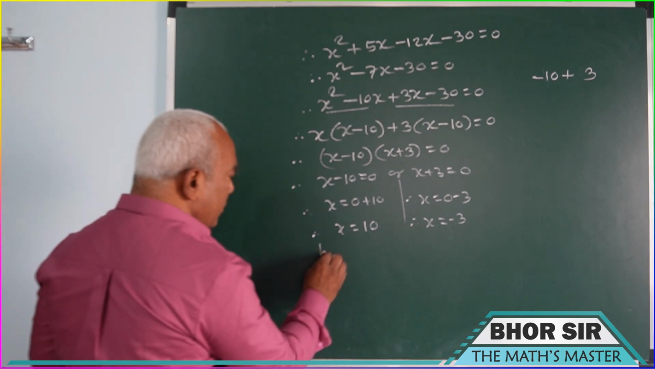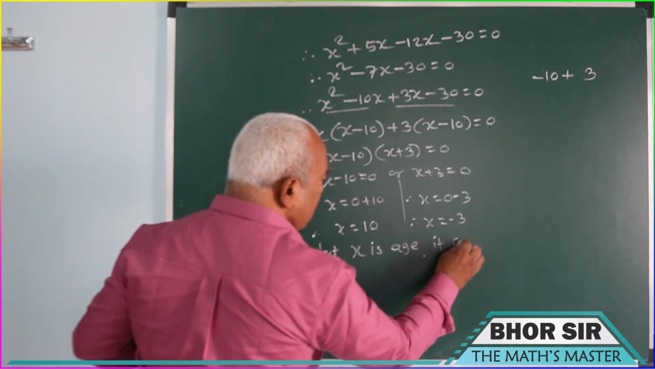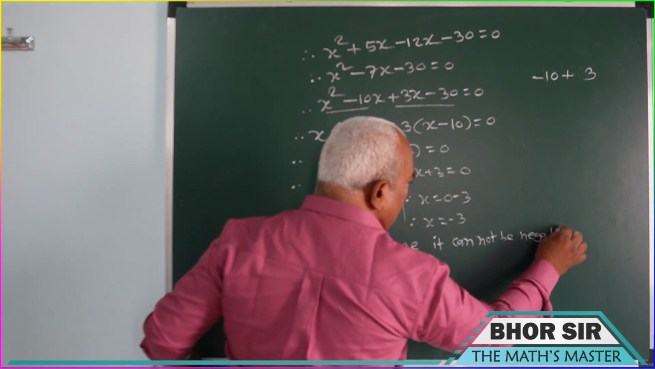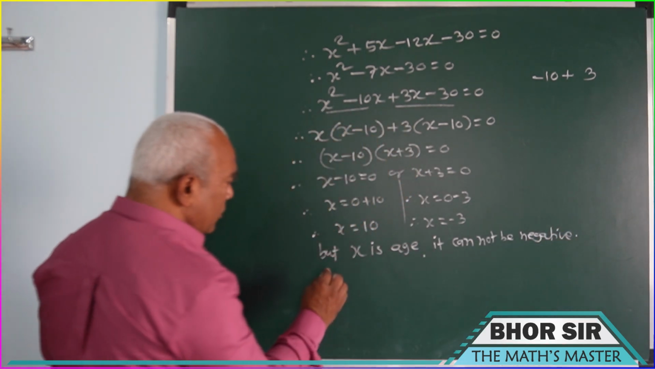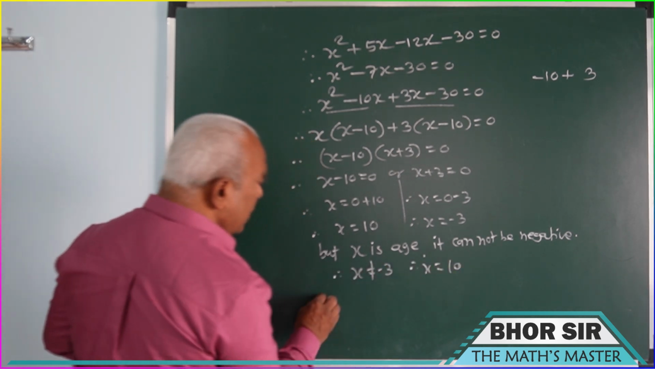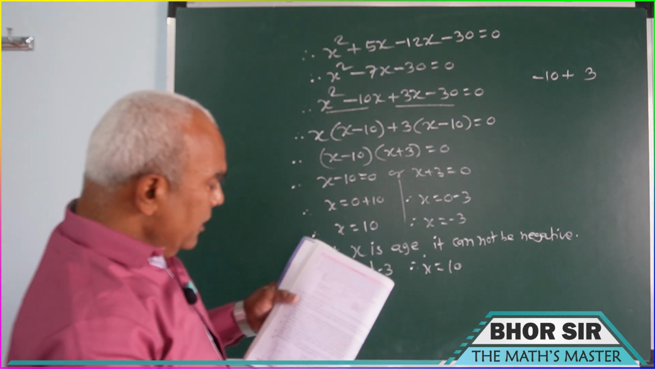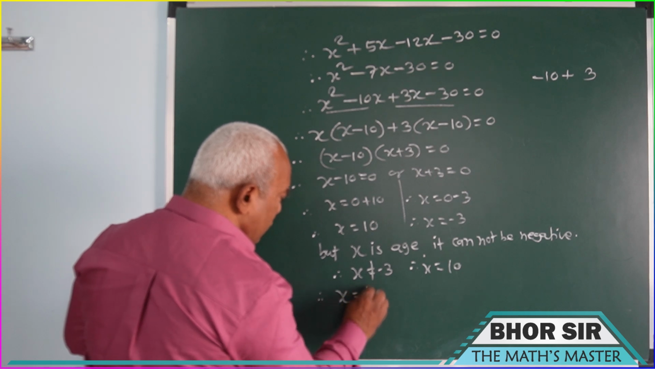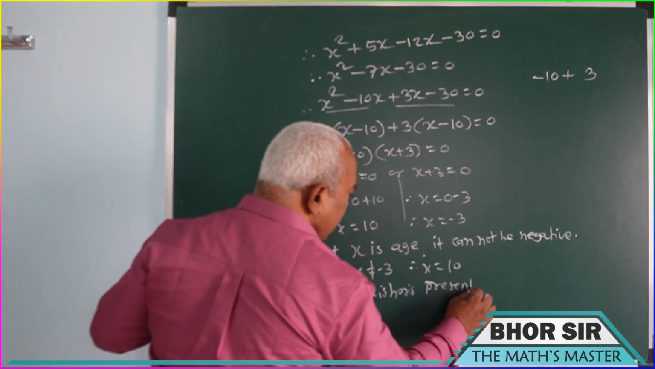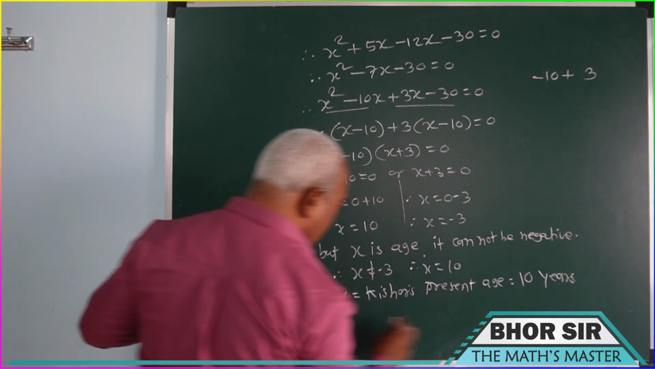But x is an age, and age cannot be negative. Therefore, we reject x equal to minus 3, and x is equal to 10. Now what is x? We considered x as Kishore's age. Therefore, Kishore's present age is 10 years.